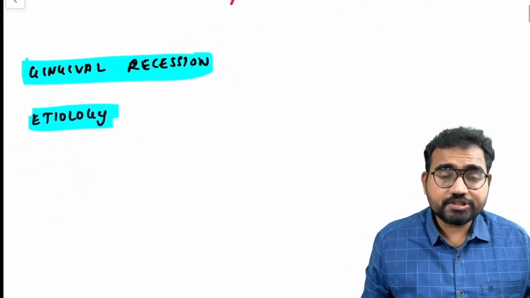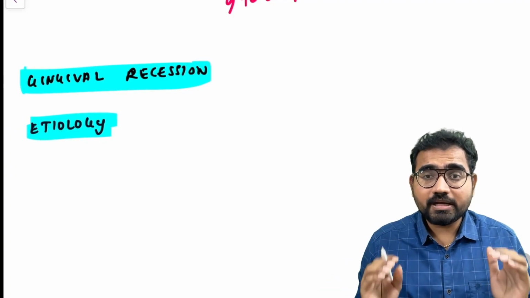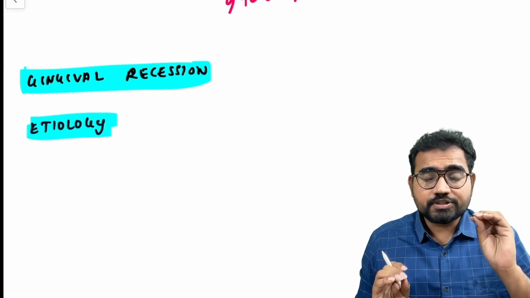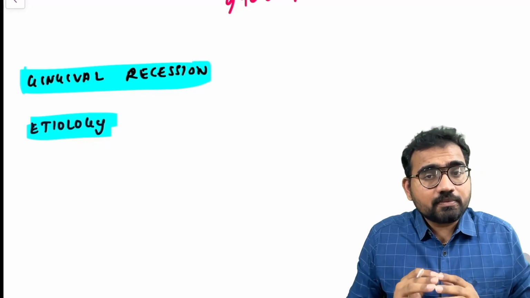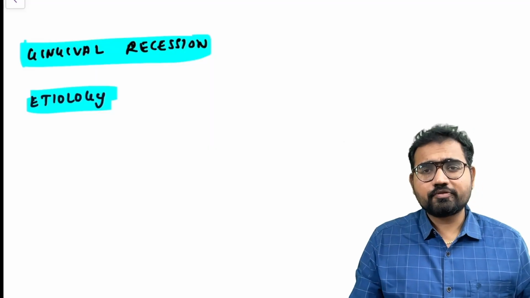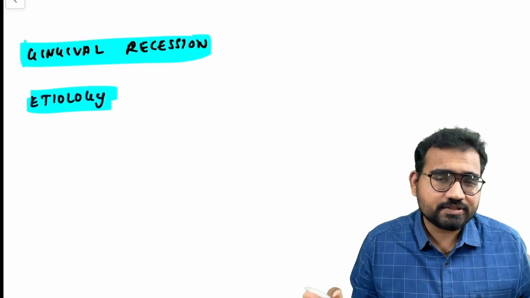Now coming to gingival recession. As I told you, gingival recession is the apical migration of the gingival margin below the level of the CEJ. The patient's main complaint will be sensitivity. Now we are going to talk about a very important aspect, the etiology of gingival recession. How does this gingival recession take place?